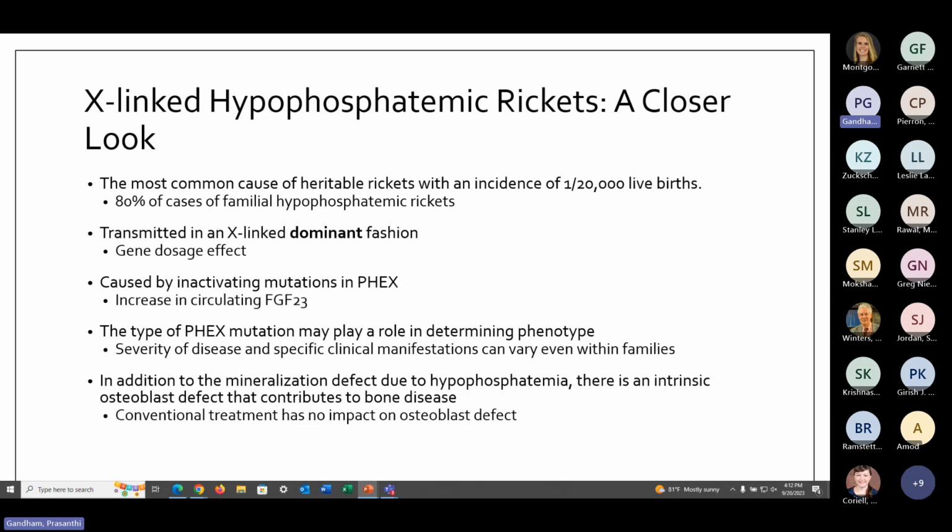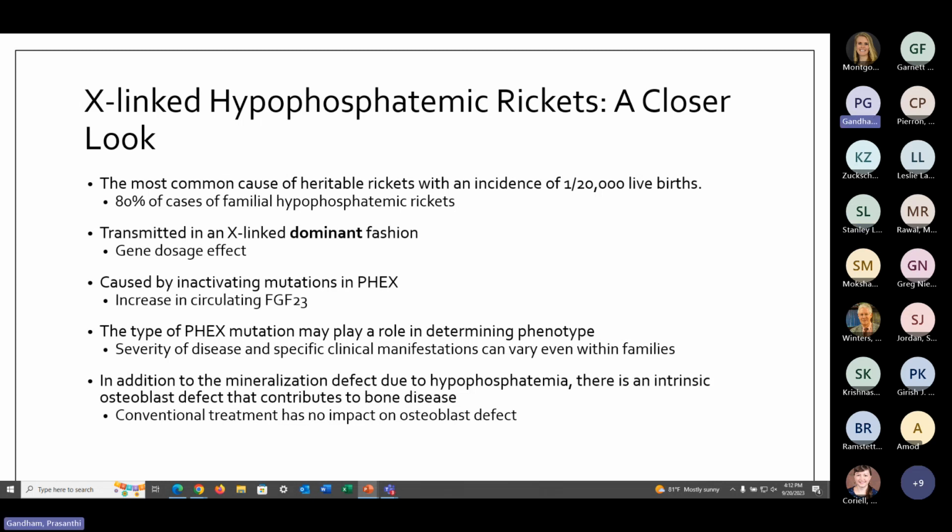What's interesting is that the gene dosage effect that is oftentimes seen in a number of X-linked conditions is not clearly evident in the setting of XLH. And so this means that hemizygous males will have a similar degree of hypophosphatemia as heterozygous females. And so as a result, everyone, no matter what type of presentation they have, is going to have a similar degree of clinical severity or bony changes.